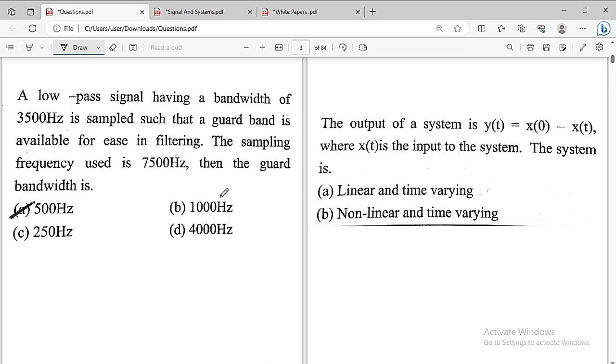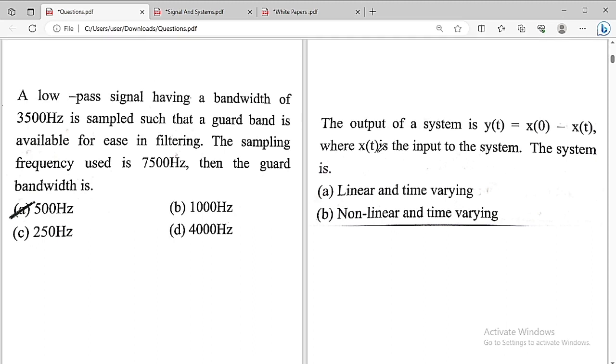So now let's go for another question. The question is: the output of a system is y of t is equal to x of 0 minus x of t, where x of t is the input to the system. So basically, they are given the output of the system, y of t is equal to x of 0 minus x of t.